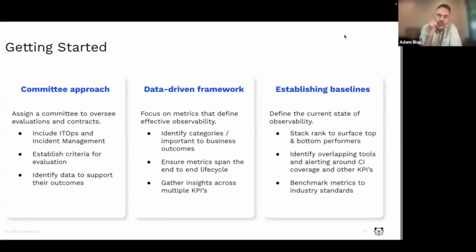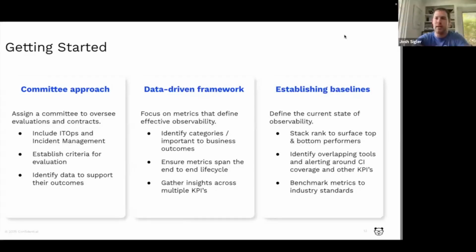Hey, Josh, I have a question on that, including IT ops and incident management in that committee approach. That might be a new idea that may not seem very intuitive when customers are thinking about this. When you share this with some of the customers you work with, what's their response, or how do they react to that?